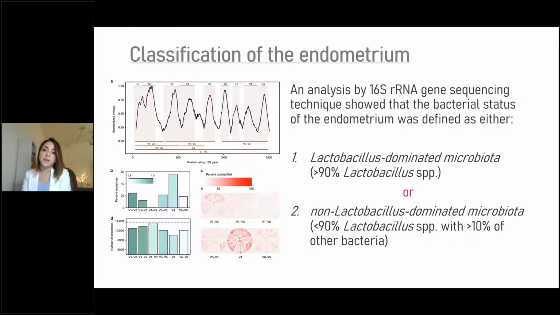Most studies classified the endometrium using the 16S rRNA gene sequencing. They divided them into two categories. The first one is the lactobacillus-dominated microbiota, where more than 90% of their present species are the lactobacilli. The second category is the non-lactobacillus-dominated microbiota, where less than 90% are the lactobacillus species and more than 10% are other bacteria.